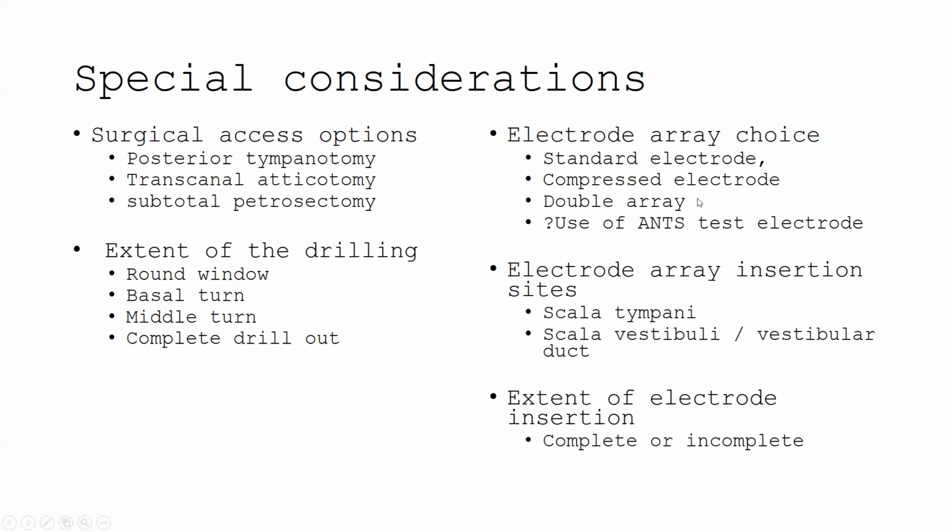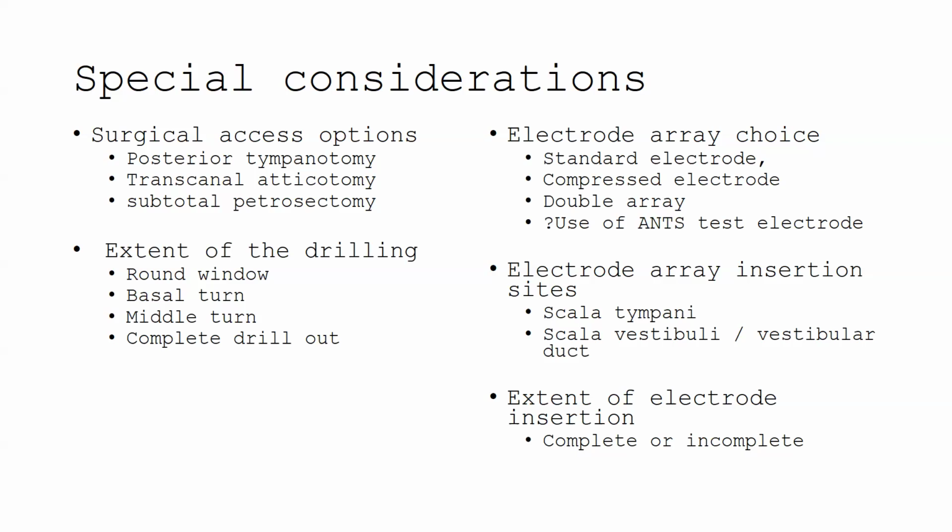It's also important for the surgeon as you pick your electrode arrays. Are you using a standard electrode? Are you using a compressed electrode? Some companies have double array electrodes, not so popular, but they're still available. And then some companies have the test electrode, which can be used to test functionality of the spiral ganglion before you actually implant. You also need to think about where you're going to insert your electrode.